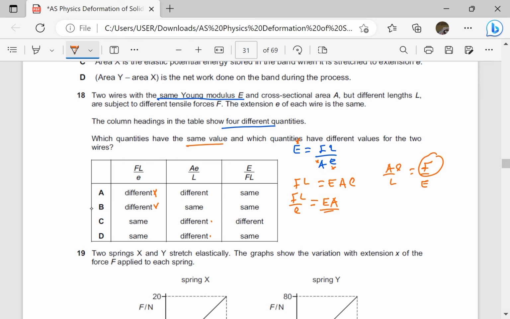Then e over FL. Let's make e over FL the subject from this equation. It is going to be equal to 1 over EA. And 1 over EA, since the area is the same and E is the same, is going to be the same. Therefore, e over FL will be the same. So the answer is going to be D.